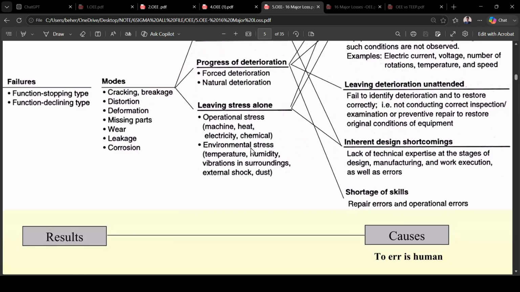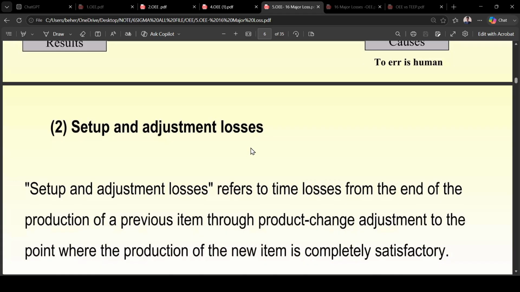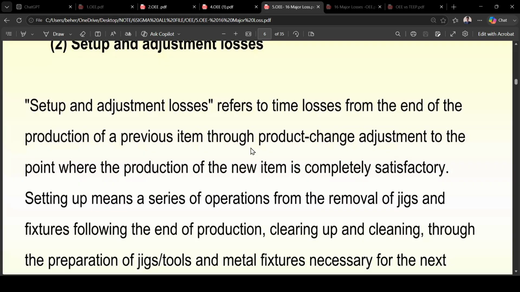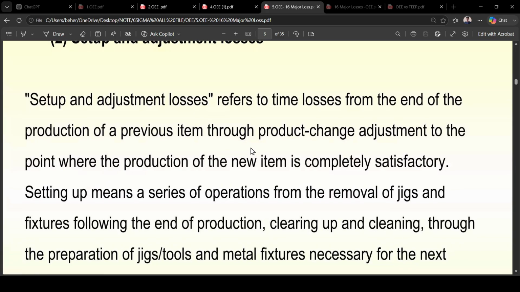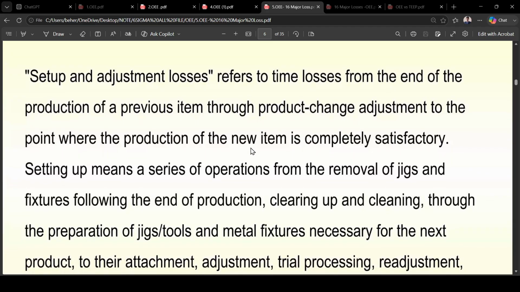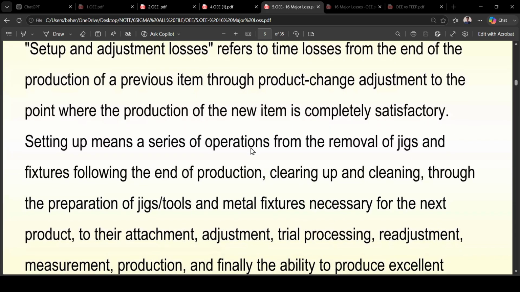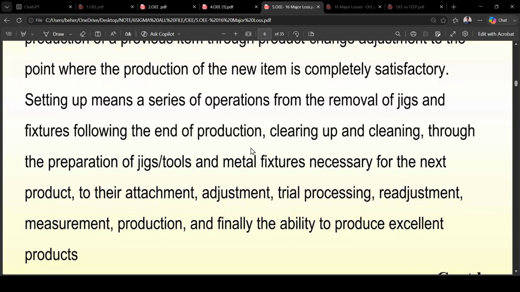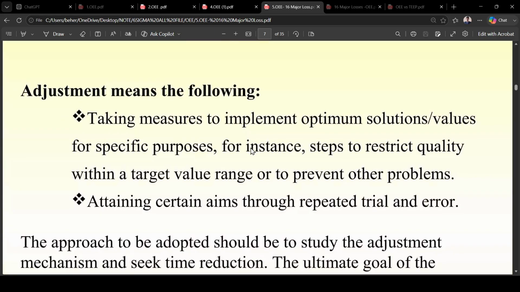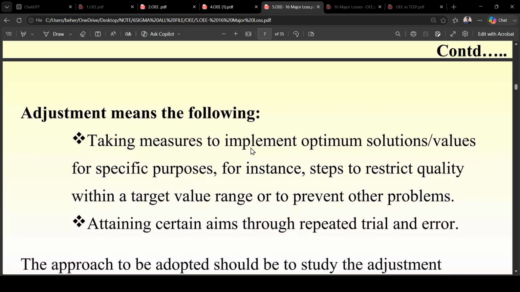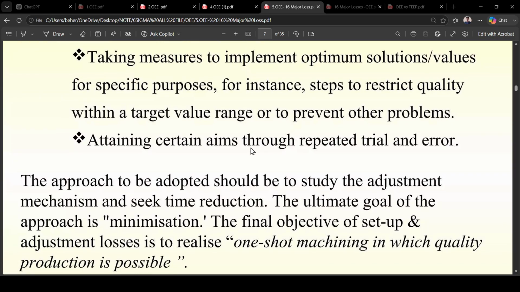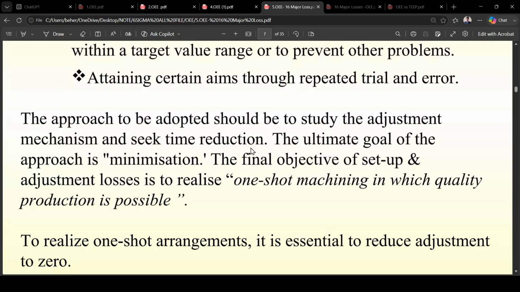So, results and causes of human error, and then setup and adjustment losses. See the image; he will explain that one by one in full detail. You can read it one by one, then you can understand how to handle setup losses. Another loss is adjustment. Adjustment means the following. So he will mention how to adjust, how to take it and how to approach those things.